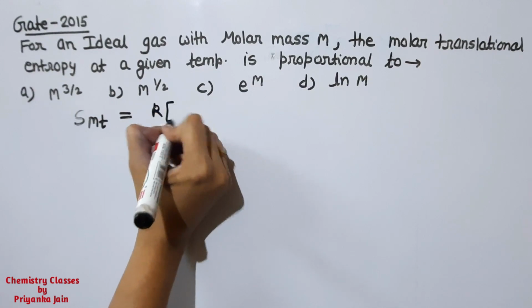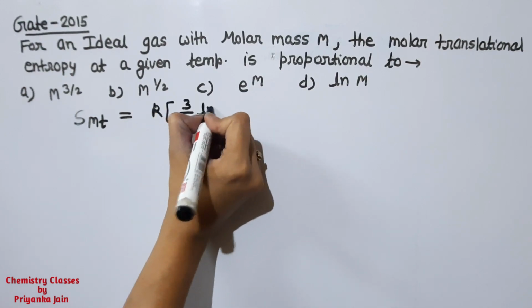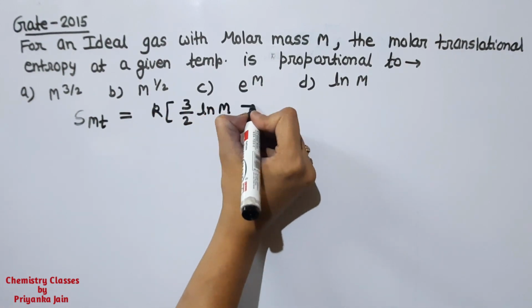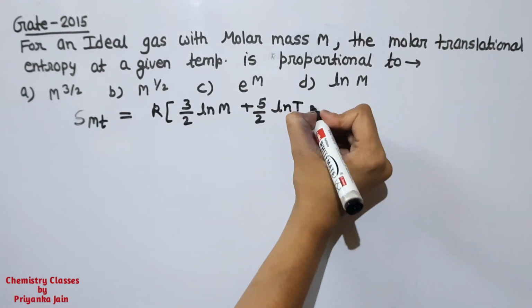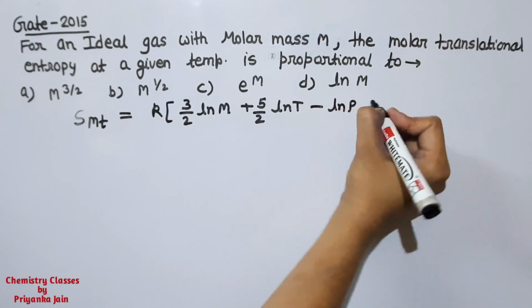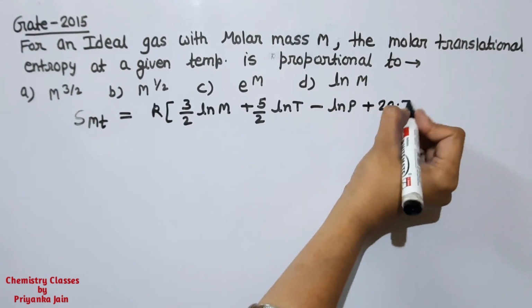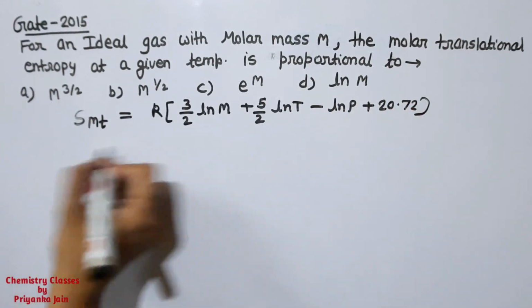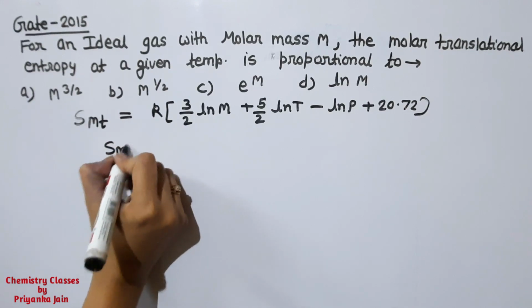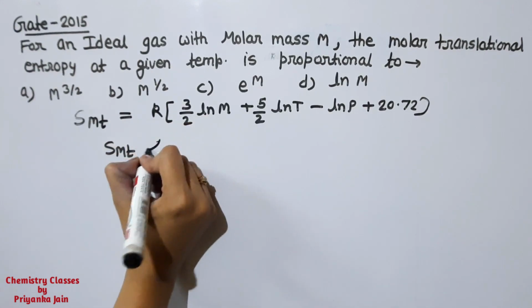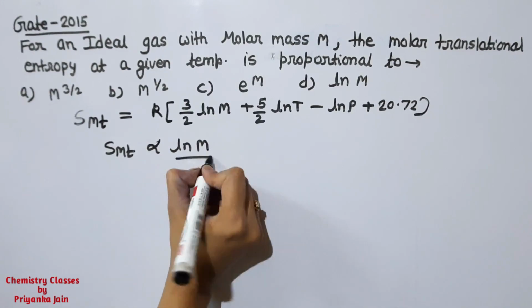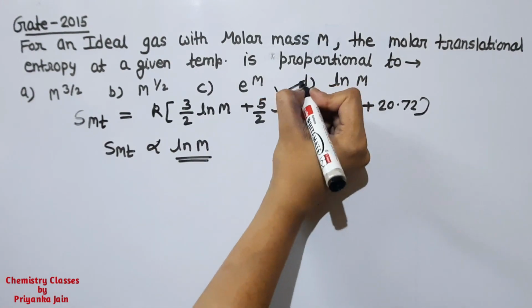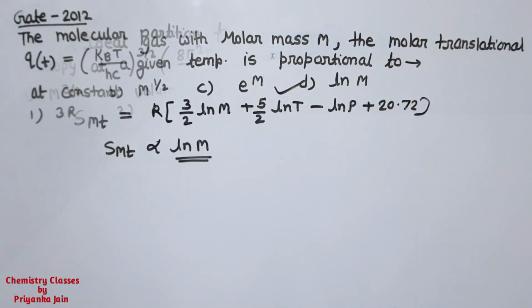is equal to R times 3 by 2 natural log of m plus 5 by 2 natural log of t minus natural log of p plus 20.72. So from here we can say that this molar translational entropy is directly proportional to natural log of mass. So see here, option number D is the right answer.